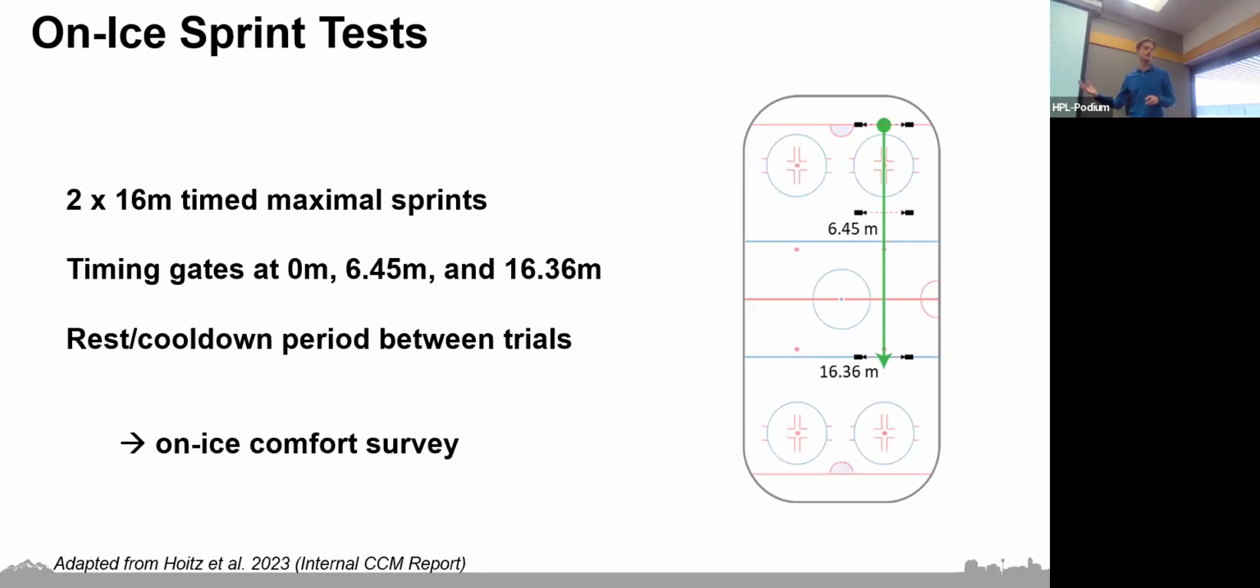For those sprint tests, they'll basically be a standard sprint from red line to opposite blue line, with a timing gate at 6 meters to measure that initial acceleration period. They'll have some active recovery and rest between the 2 trials. Once they're done, they'll fill out that same comfort survey as before, rating the on-ice comfort of the skate. Previously in our group, we've been able to distinguish between skating ability levels with these types of sprint tests. So we have reason to believe that it might be possible to see changes in performance based on how well a skate fits your foot.